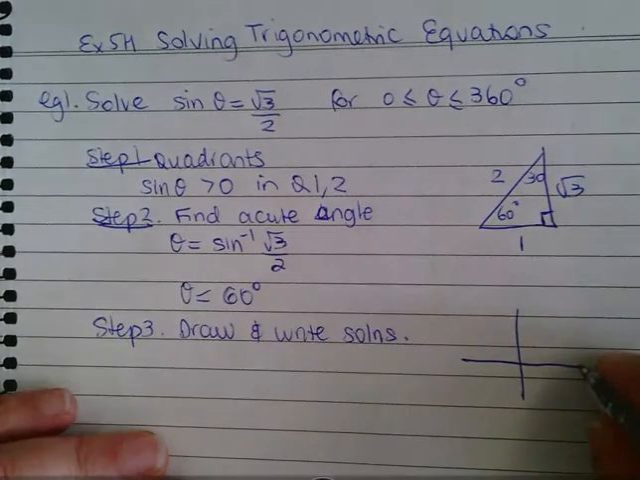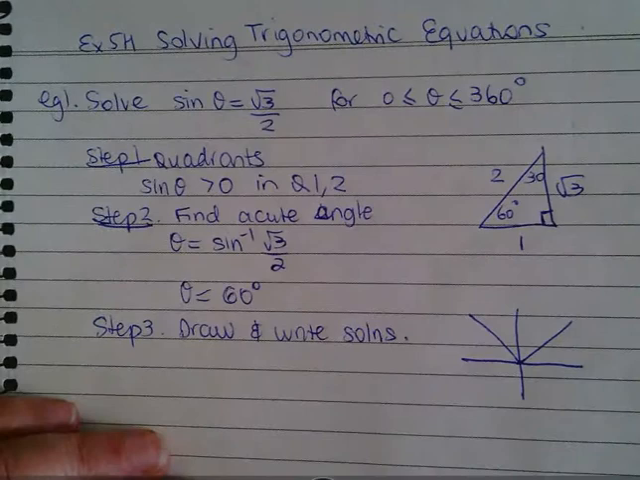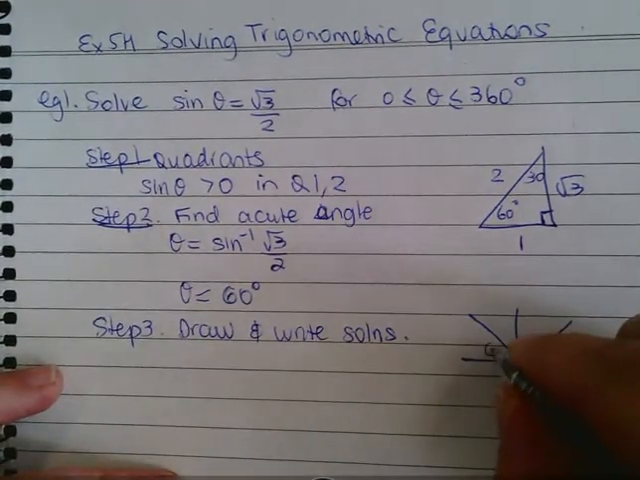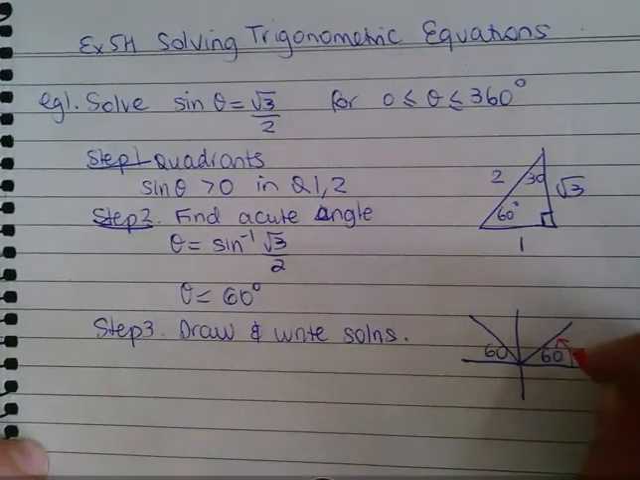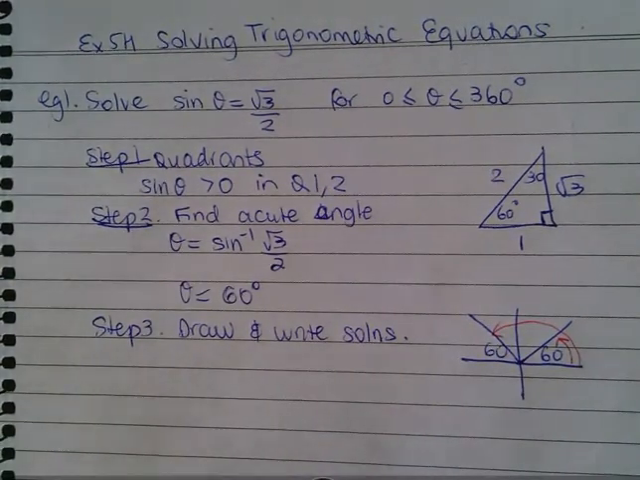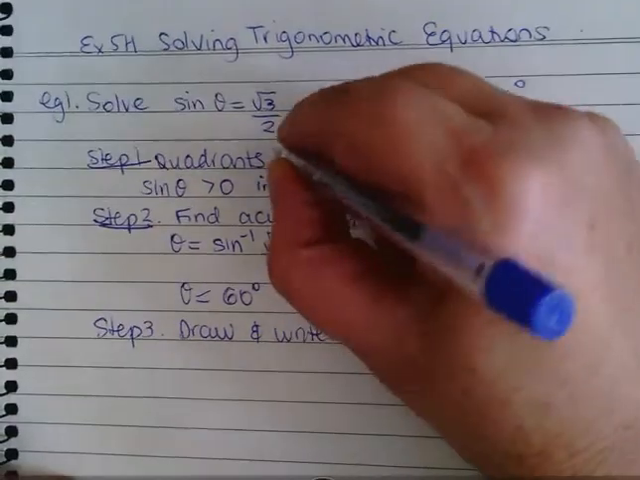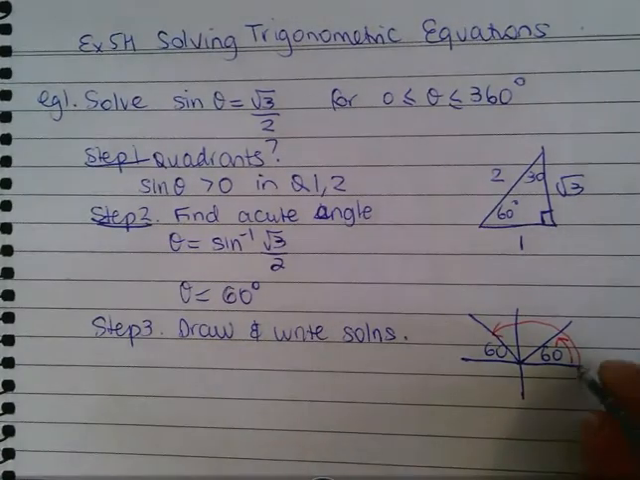Acute angle, remember, is the butterfly. So we've got the butterfly in quadrants 1 and 2. And do you know where you put the 60s? Next to the x-axis. And you tell me what those 2 angles are. There's my first one. There's my second one. So you identify the quadrants, whether sine theta is positive or negative. You find the acute angle. So the first step is which quadrants? Second step, acute angle. Third step, you must draw it and write the solutions out.